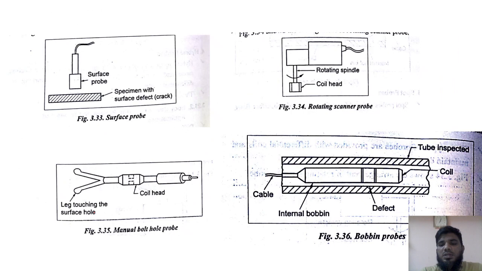Okay, so this is the bobbin probe. It is having an internal bobbin, where we are connecting the coil to the tube to be tested. So this is the coil where it is getting excited. We will be moving this front and back. Because of this, we can identify the flaws present inside the material.